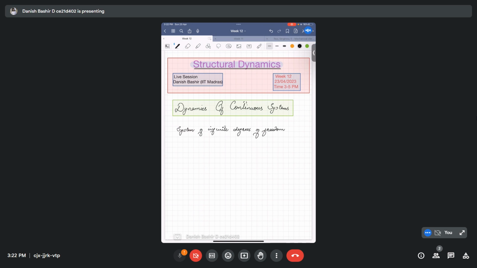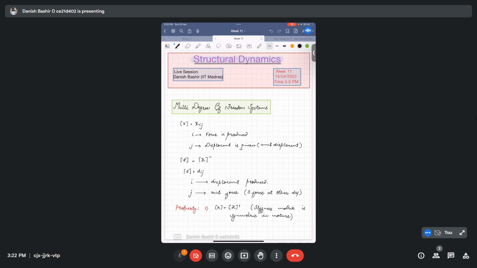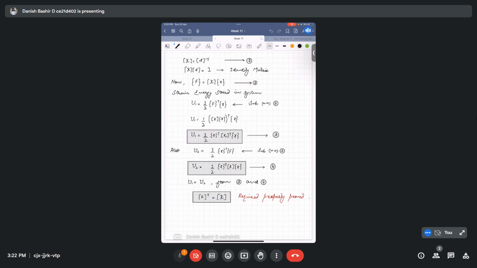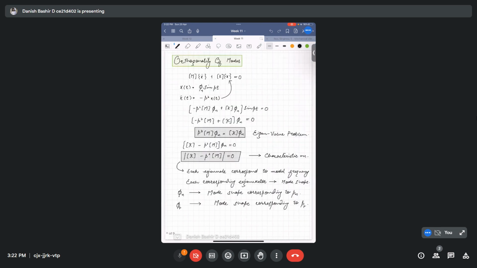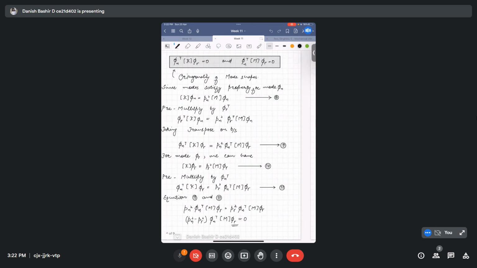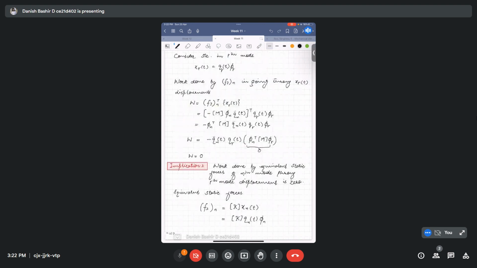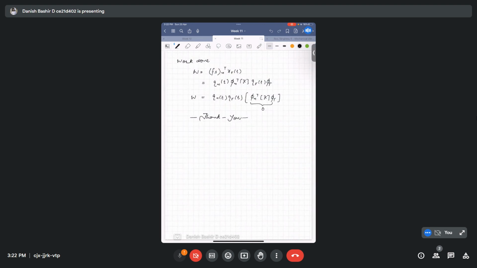So in last week 11, we continued our discussion on multi-degree of freedom systems, and we also had some derivations there, proving the symmetric nature of the stiffness matrix and the flexibility matrix. Later on, we also studied the concept of orthogonality of modes and what its practical implications are. That's what it practically means by orthogonal modes. At that time we stopped the discussion there.